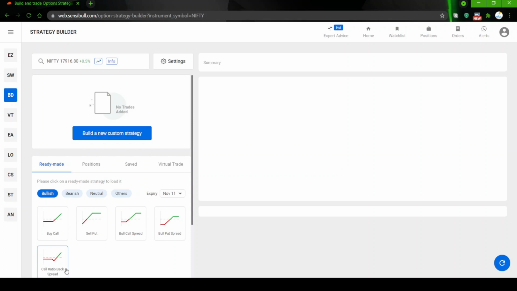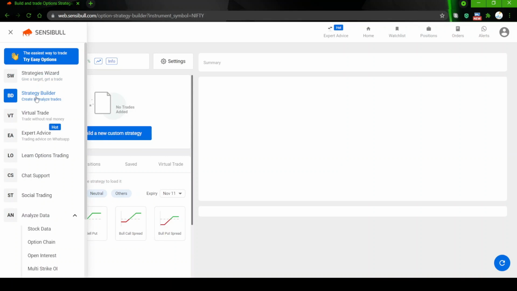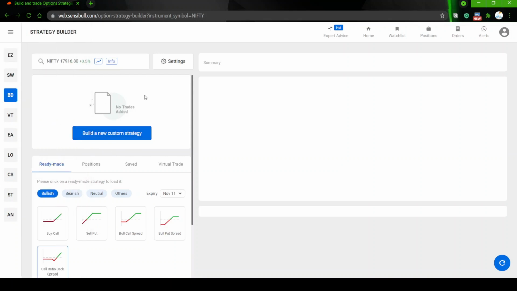So what is a call ratio back spread, and in what circumstances can we use it? First, let us see the ready-made strikes of this strategy provided by Sensible. So I am on the Sensible interface. The strategy builder is free to use for any Sensible user. You have to come to the left side menu and click the strategy builder. So you will come to this screen.